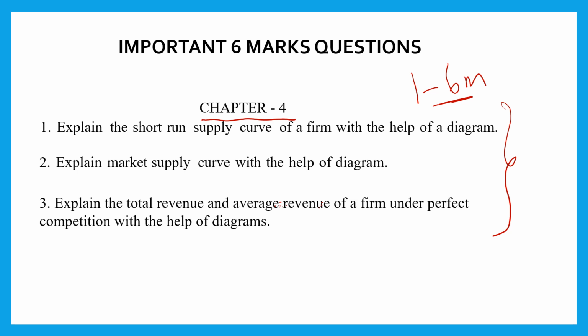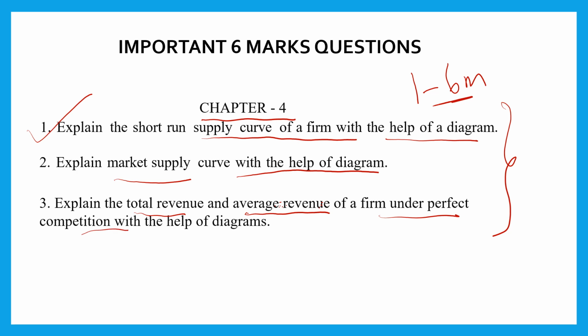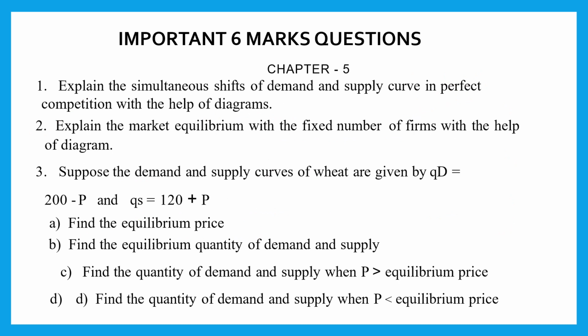From this chapter, that is theory of the firm under perfect competition, explain short-run supply curve of a firm with the help of a diagram. Explain market supply curve with the help of a diagram. Explain total revenue and average revenue of a firm under perfect competition with the help of diagrams. So out of these 3 questions, one question you can expect for 6 marks.